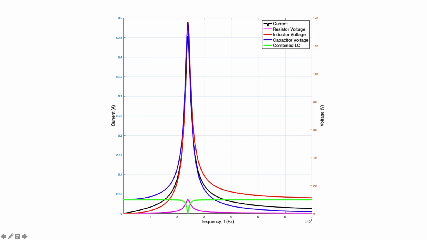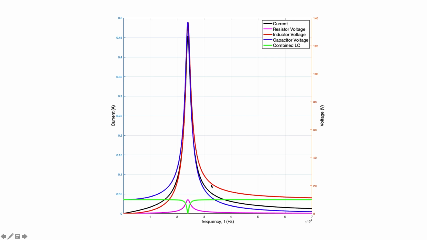In this graph, the current corresponds to the black curve, magenta corresponds to the resistor voltage, the red curve corresponds to the inductor voltage, the blue curve corresponds to the capacitor voltage, and this green curve corresponds to the combination of VL and VC, that is VL minus VC.